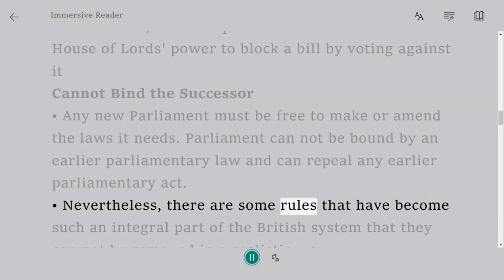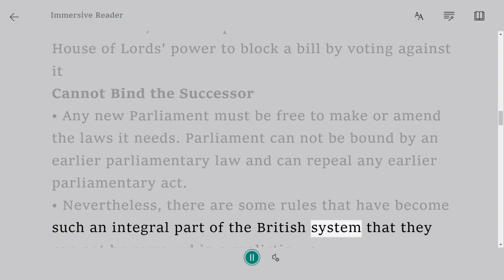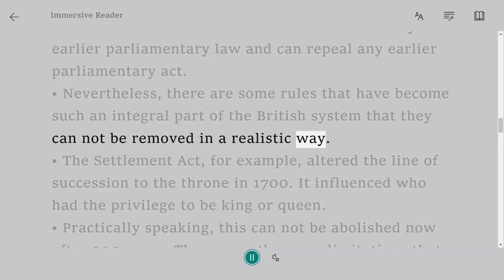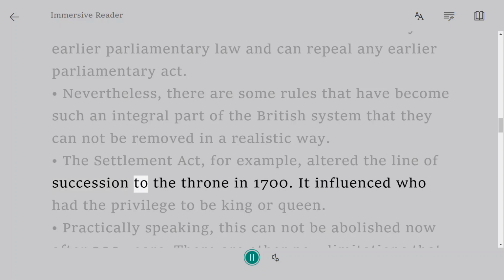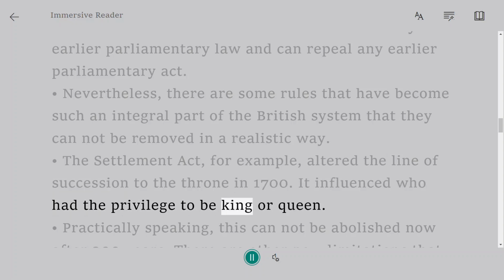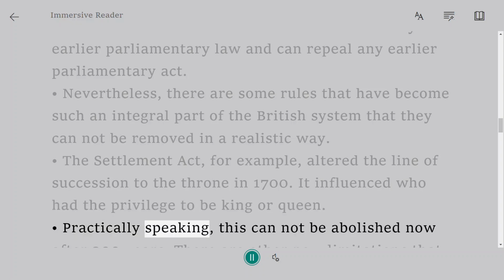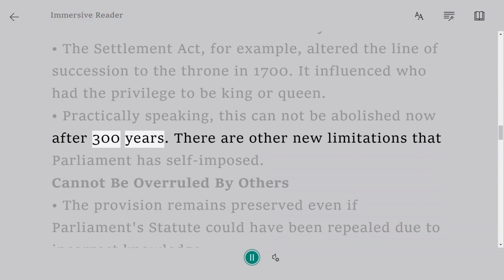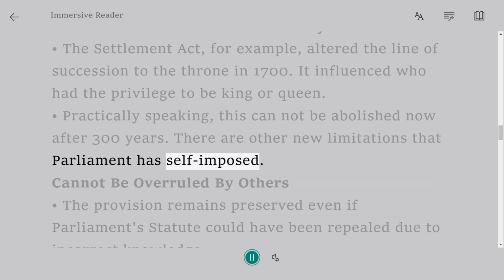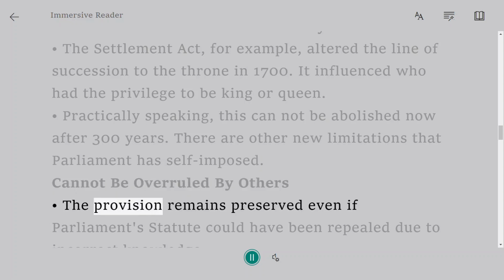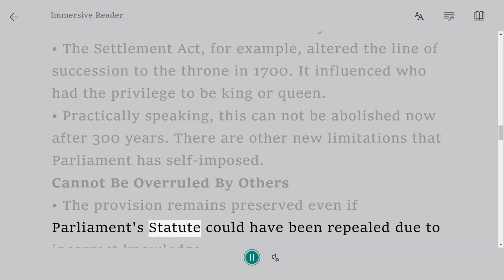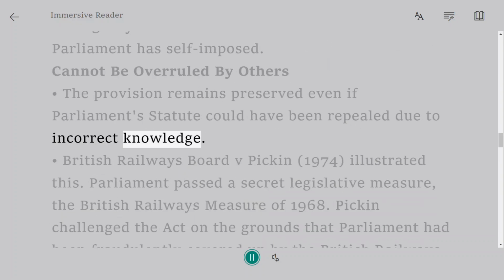Nevertheless, there are some rules that have become such an integral part of the British system that they cannot be removed in a realistic way. The Act of Settlement, for example, altered the line of succession to the throne in 1700. It influenced who had the privilege to be king or queen. Practically speaking, this cannot be abolished now after 300 years. There are other new limitations that Parliament has self-imposed. Cannot be overruled by others. The provision remains preserved even if Parliament's statute could have been repealed due to incorrect knowledge.